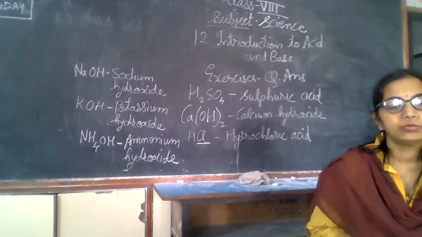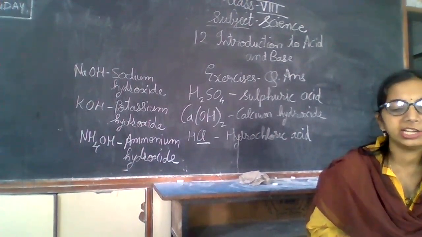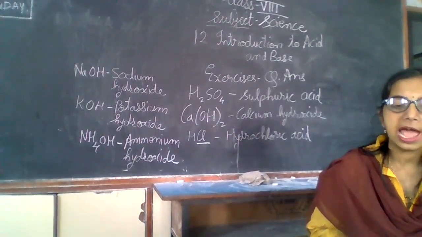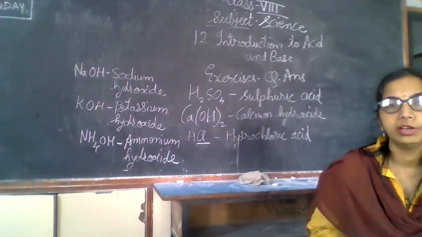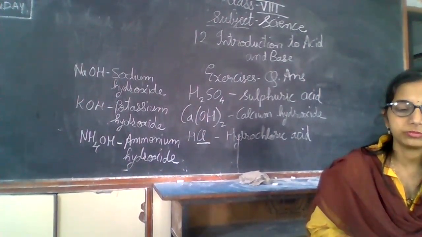Next you have match the following. From tamarind, we get tartaric acid. From curd, we get lactic acid. Lemon is known to give citric acid. Acetic acid we are getting from vinegar, meaning vinegar is only acetic acid.